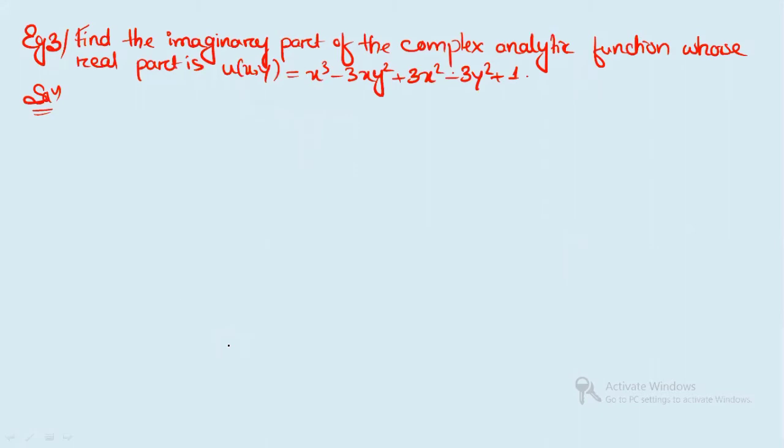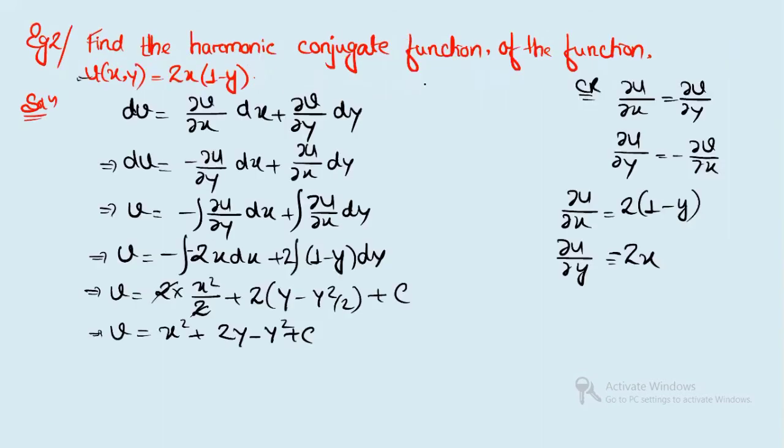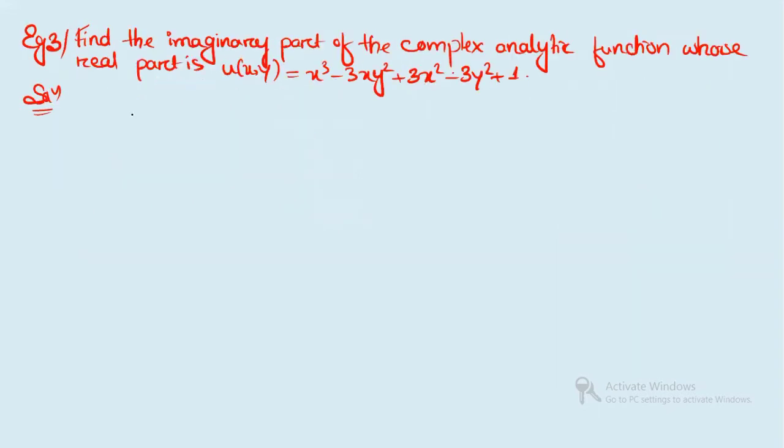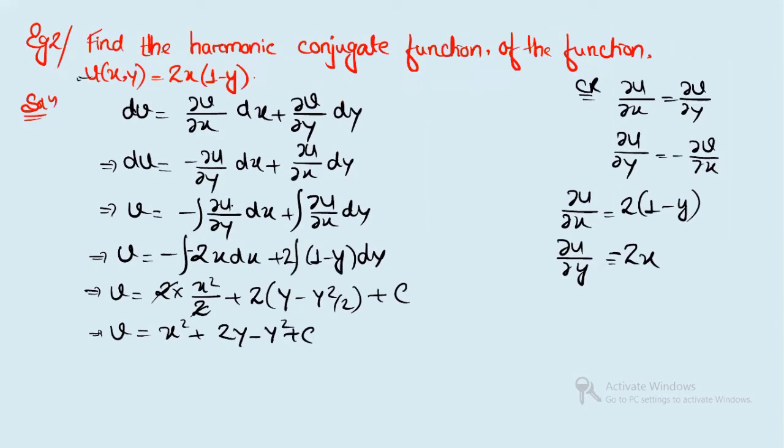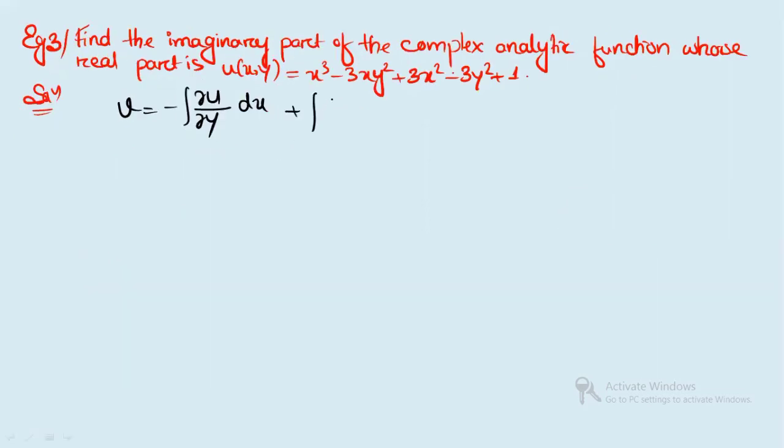So what is the question here? Find the imaginary part of the complex analytic function whose real part is this. Same thing, you will again have to find v. I won't do the entire step because just now we have written it: v is equal to minus del u del y dx, this is the first term, and the second term is plus del u del x dy.